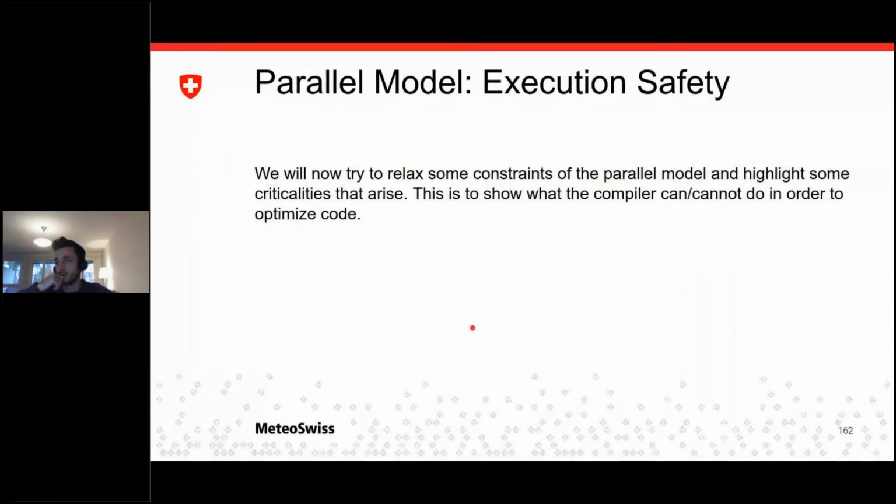So this is the point. This is a very constrained way of executing, but it's simple to understand and gives the guarantee that this is what you want to compute. But then to optimize, we need to relax the parallel model. We need to find ways to run faster.